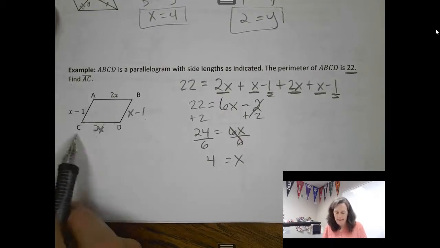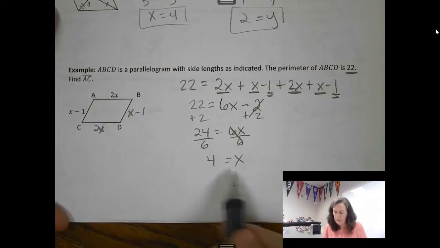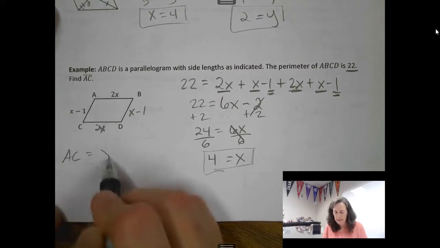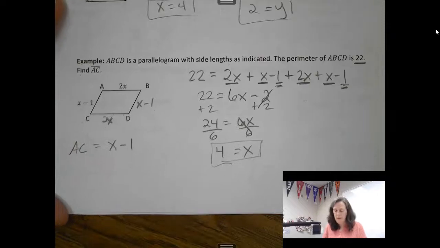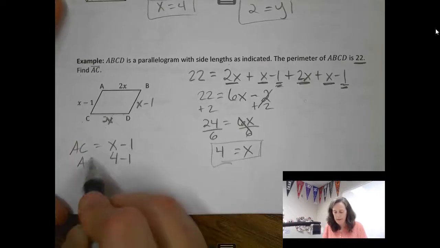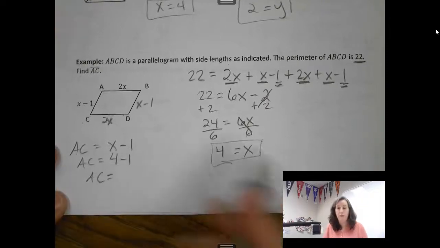Find that length from A to C. So now we can go and say, since we know x is 4, AC is equal to x minus 1. Let's put in 4 minus 1. AC is equal to 4 minus 1. So AC is equal to 3.